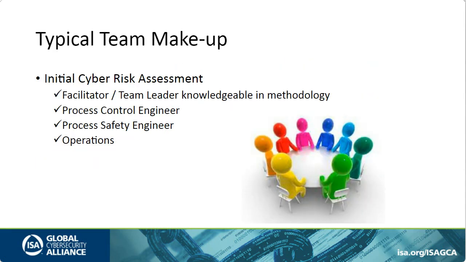Typical team makeup for the initial risk assessment: the facilitator or the team leader, that person needs to be knowledgeable in the methodology. You'd have a process control engineer. Depending upon what industry you're in, it would either be a process safety engineer or a safety engineer if you're in robotics or just manufacturing, and then someone from operations.